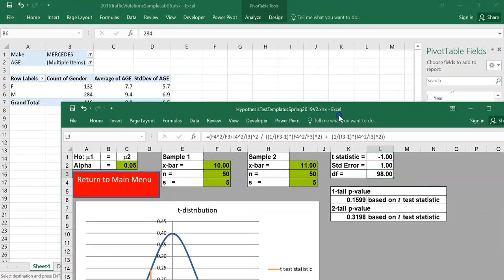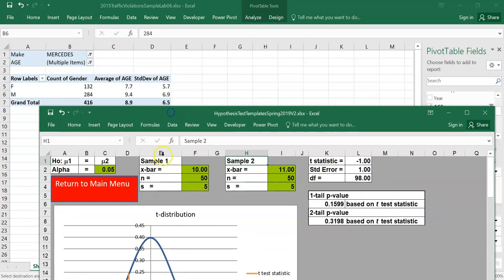Slide this down, and we'll let sample 1 again be female. So the information on the Mercedes driven by females. Sample 2 will be male, the information on the Mercedes driven by males. So females have a mean age of 7.7. There were a total of 52 of them, and they have a standard deviation of 5.7. Males have a mean of 9.4. There are 284 of them, and the standard deviation is 6.9.